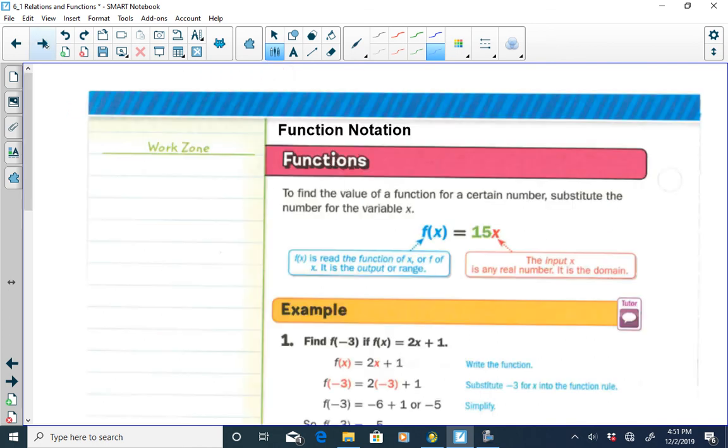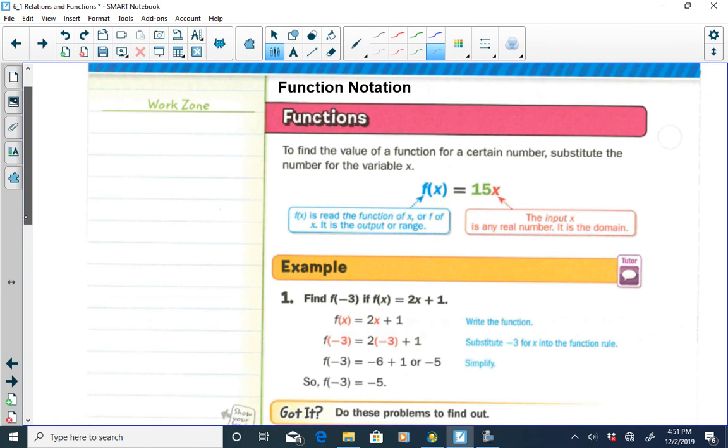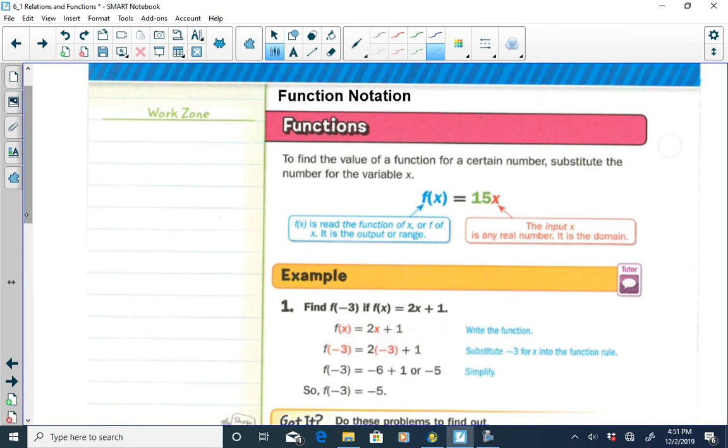Now, last thing we're looking at is this idea of function notation. Function notation is very simple. We'll see something like f of x. We'll see the f here and an x in parentheses. Here it says f parentheses x is read the function of x. So I can read this as the function of x is equal to 15 times x, or I would read it as f of x. F of x, its output, this is your output, or your range, or your y values.